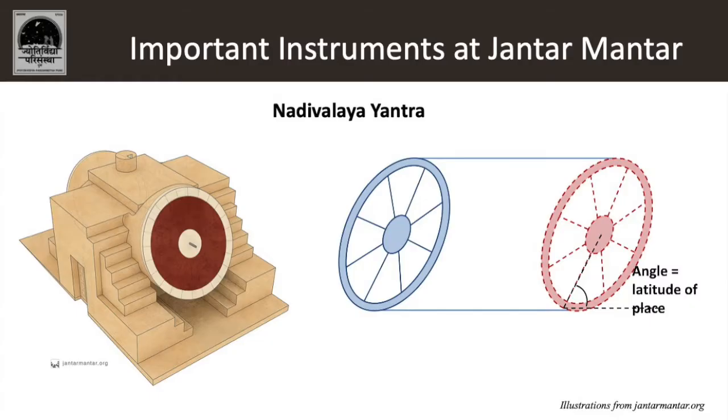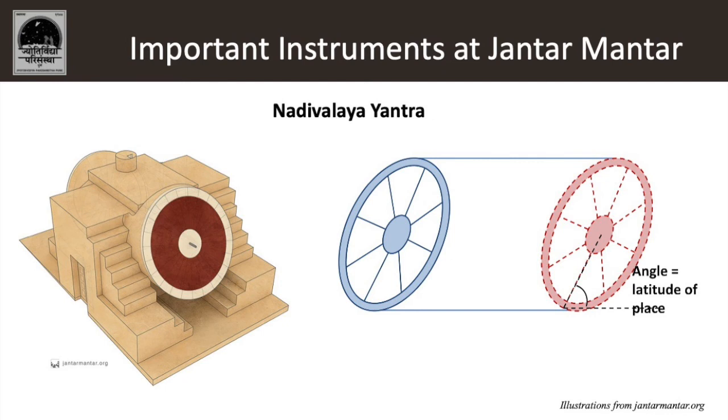Then we have Nadivala Yantra. So you saw this instrument earlier. There was a figure of it, but now you can easily see how it actually looks. So it is inclined, and there is a needle at the center, and that needle is going to cast a shadow over the circle, and the circle is graduated in degrees.